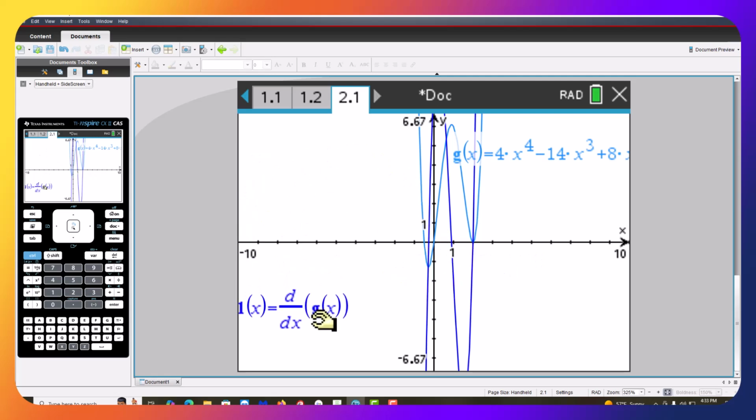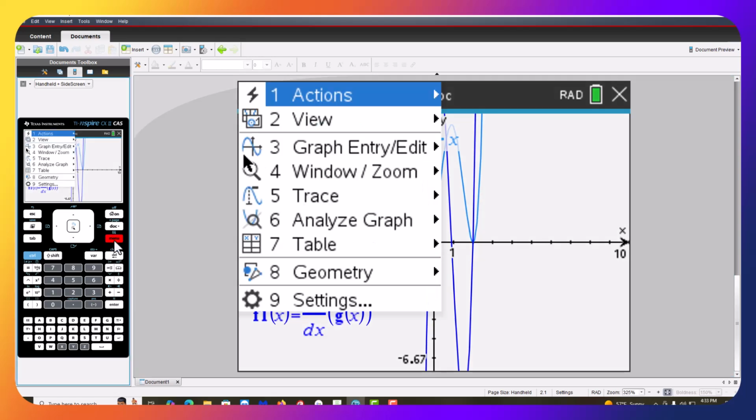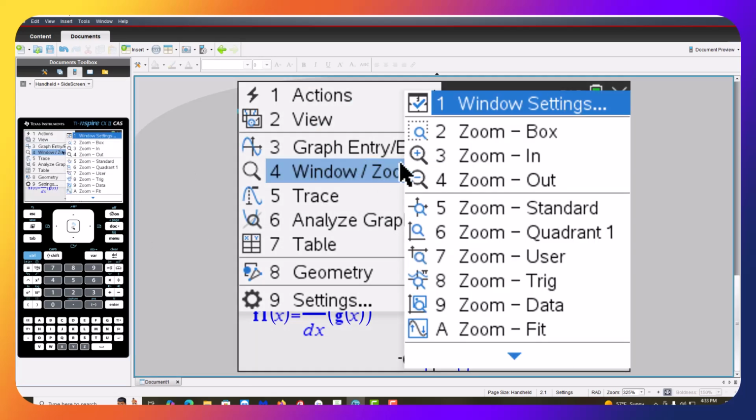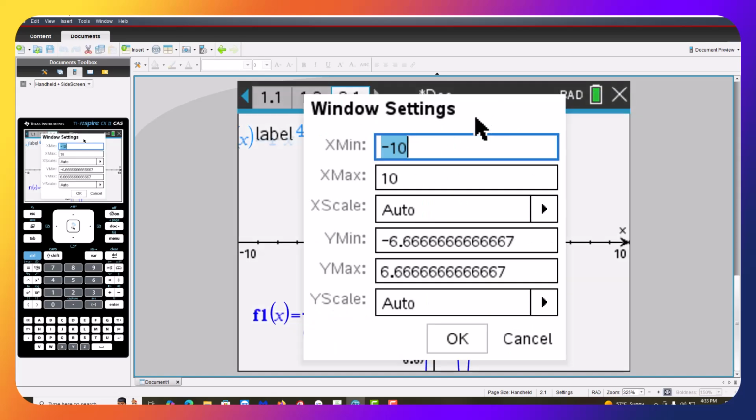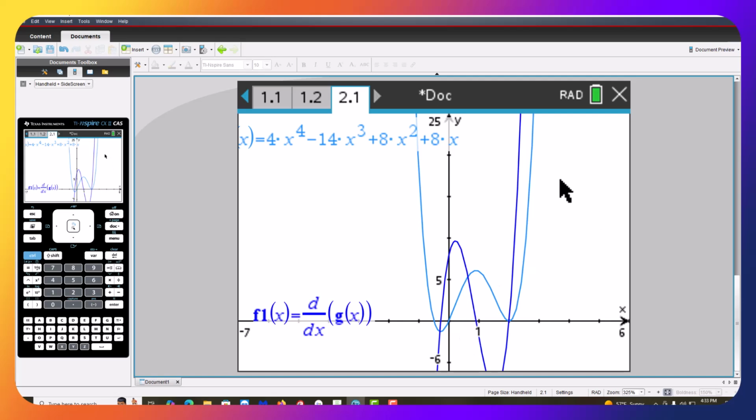Okay. So now what we're going to do is we're going to take this hot mess and make this more reasonable for us. So the first thing I'm going to do is clean up this window. All right, window settings. I think I can go from -7 to, let's try 6. We'll count by ones. Let's do -6. Let's go to 25. And we'll skip count by 5s and let's see. Okay, is that reasonable? There we go.